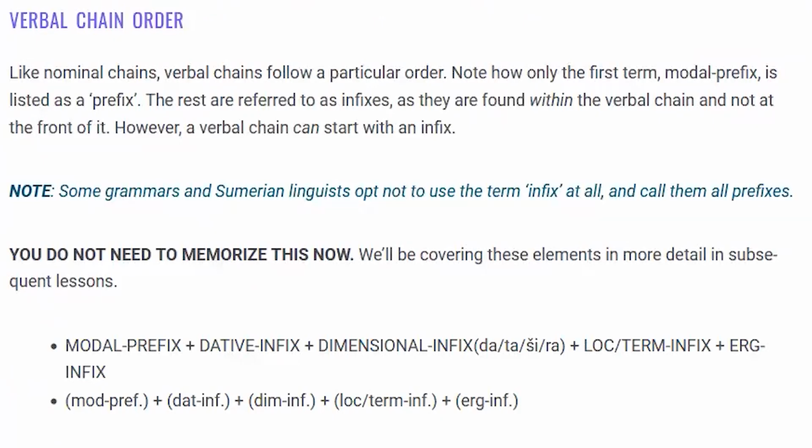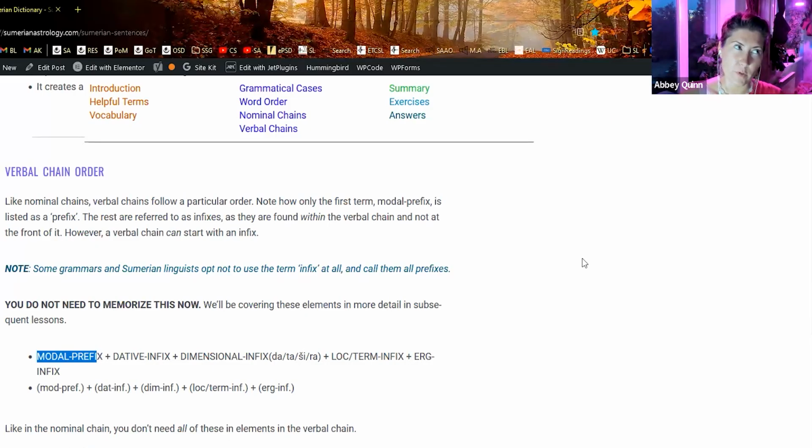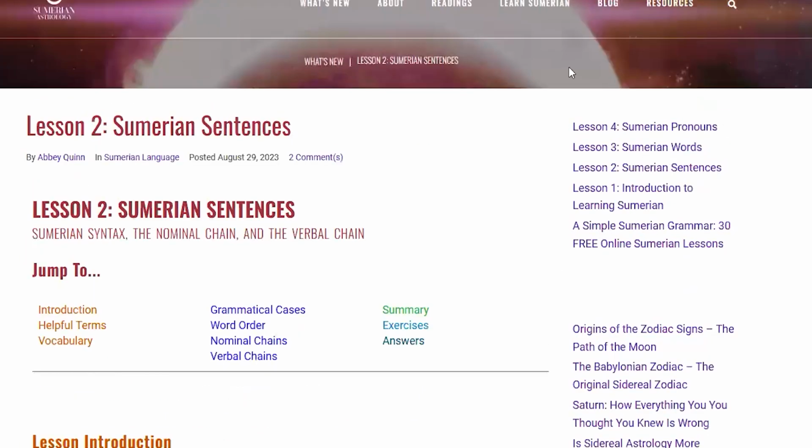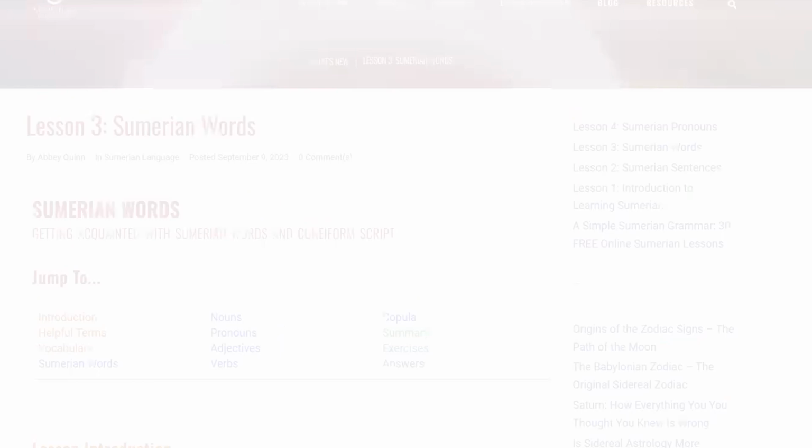Verbal chain order. Like nominal chains, verbal chains follow a particular order. Note how only the first term, modal prefix, which is down here, is listed as a prefix. The rest are referred to as infixes, as they are found within the verbal chain and not in front of it. However, a verbal chain can start with an infix. And I'm differentiating between these because some grammars and Sumerian linguists opt not to use the word infix at all. They just refer to all of these as prefixes. But I like infix. It's a fun word. And this is going to make so much more sense later. I want to have it somewhere. If you want to pop back over to this lesson, I did put these over here on the side. If you need to jump around, you can absolutely do that.